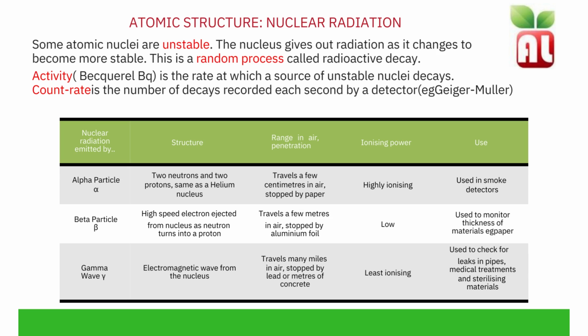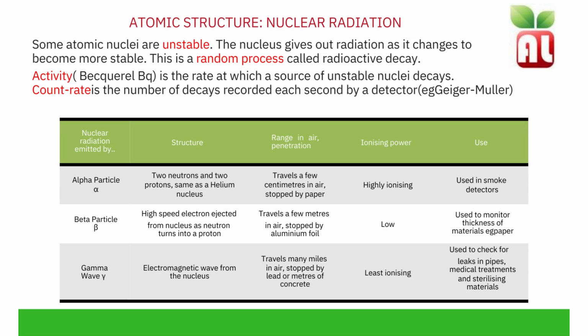Nuclear radiation. Some atomic nuclei are unstable. The nucleus gives out radiation as it changes to become more stable. This is a random process called radioactive decay. The nucleus gives out radiation in the form of alpha, beta, or gamma radiation.